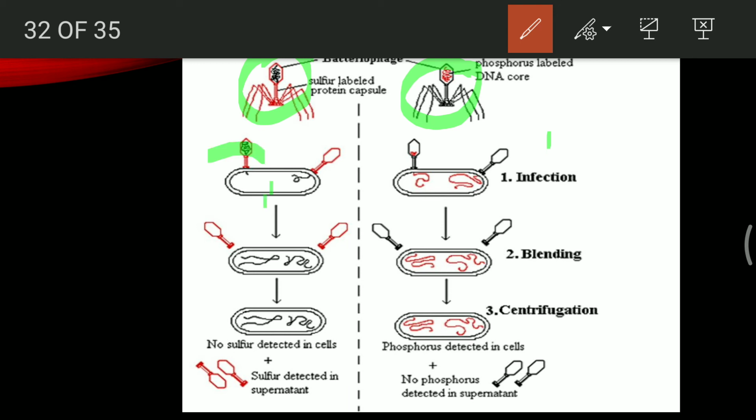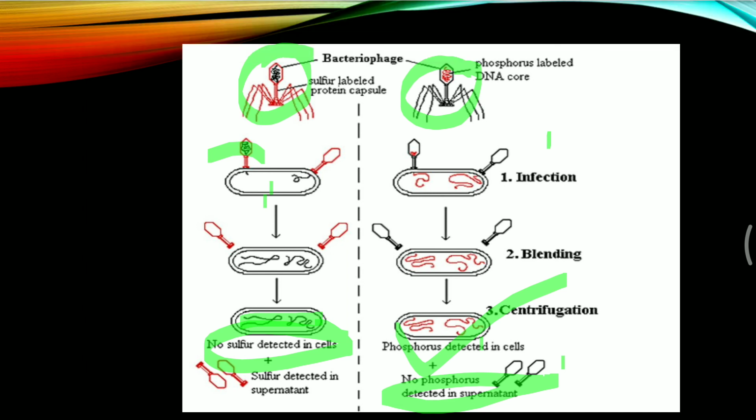Here you can see that no sulfur is detected in the bacterial cell, whereas the supernatant has presence of radioactivity. In the second experiment, you can see that radioactivity is not present in the supernatant, but after the centrifugation, the sediment, the bacterial cell, has the presence of radioactivity. So this was the summary of the chapter.